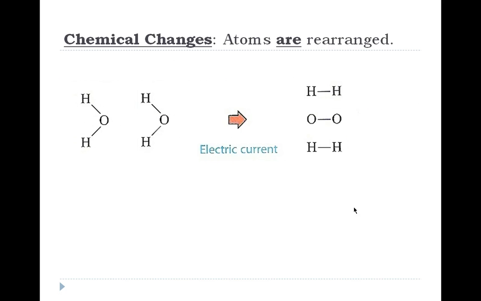Now chemical changes, the atoms are rearranged. With water, we can send an electrical current through it, and it'll actually break the bonds between the oxygen and the hydrogen and form new ones between each hydrogen and each oxygen atom. That's what we call a chemical change when the atoms are rearranged. Pause this and please record this down as notes.